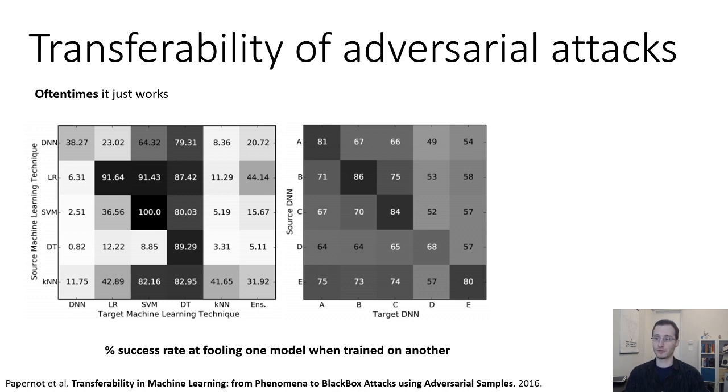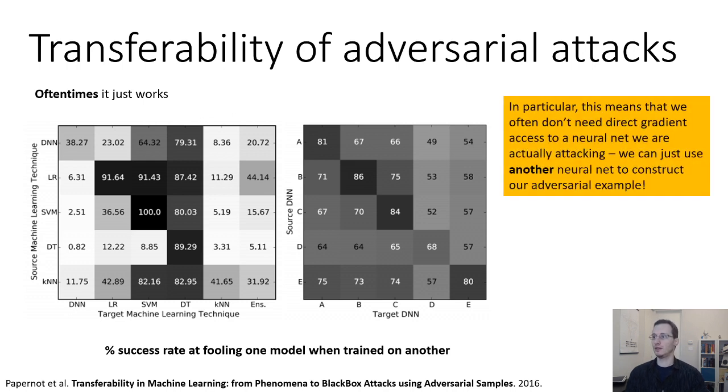So these are 5 different types of neural networks, and you can see again there's actually pretty high transfer. So if you train on network A, 81% fooling rate, it would transfer to network B with 67%, network C 66%, and so on. Definitely not perfect, but does work pretty often. And in particular, this means that we often don't need direct gradient access to a neural net that we're actually attacking. We can just use another neural net to construct our adversarial example.